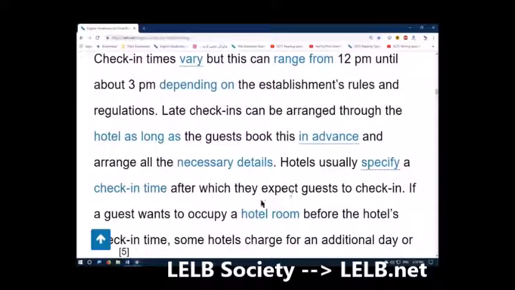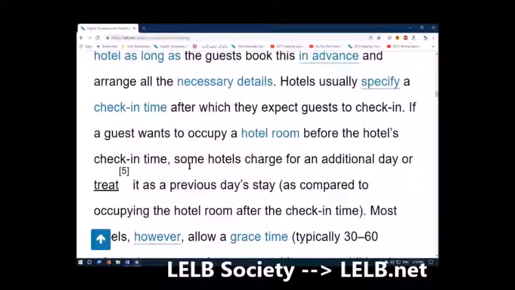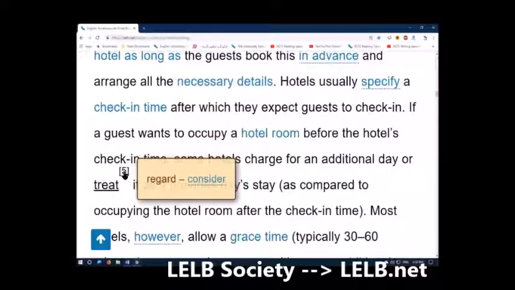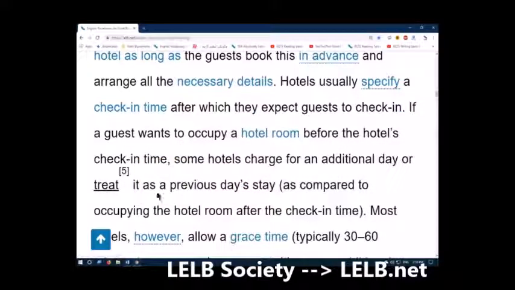To check in. If a guest wants to occupy a hotel room before the hotel's check-in time, some hotels charge for an additional day or treat, here means regard or consider, consider it as a previous day's stay as compared to occupying the hotel room after the check-in time.